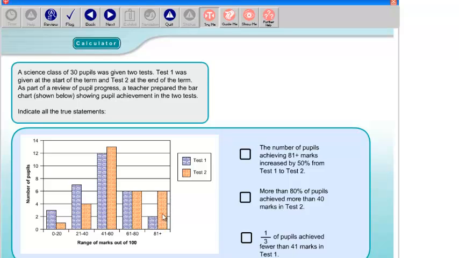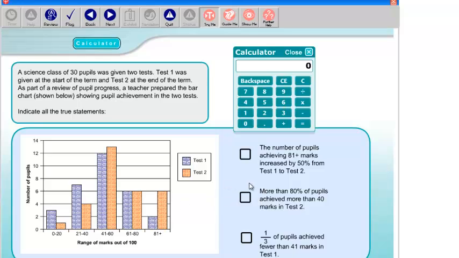So we would do 6 minus 2 to get 4, divide by 2 to get 2, and times by 100 to get 200%. So it's actually a 200% increase, which is not true because here they were just interested in it being a 50% increase. We could even tell without working all that out that this was a false statement, because if it doubled, it would be a 100% rise, and a doubling would only get to 4, so it's even more than that.